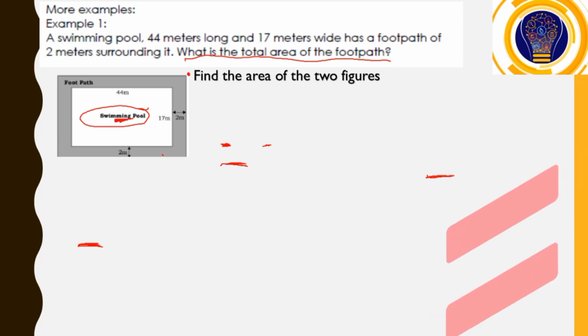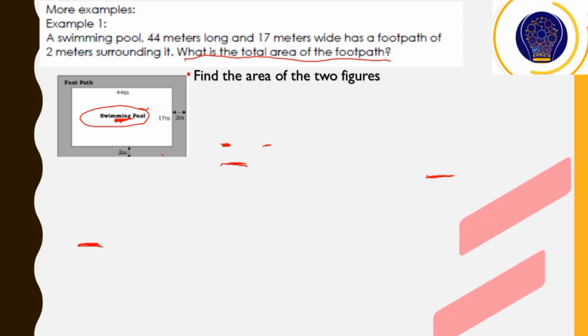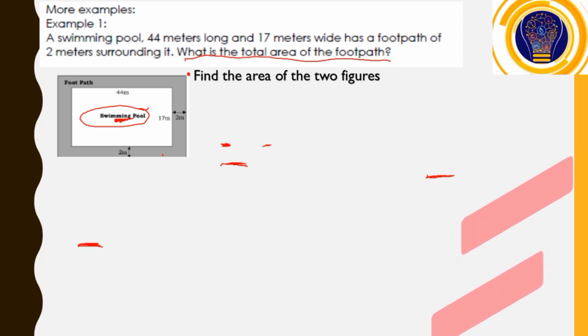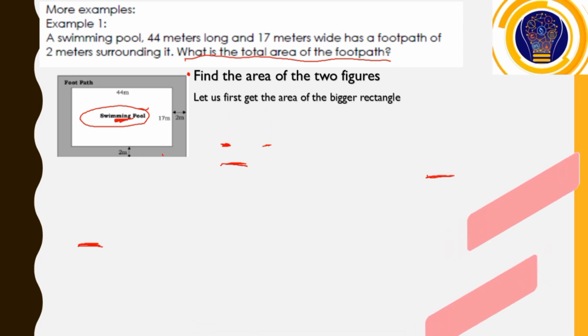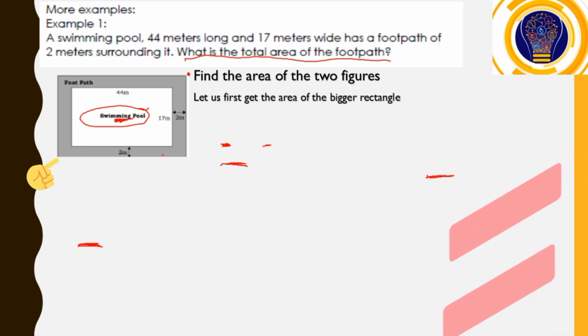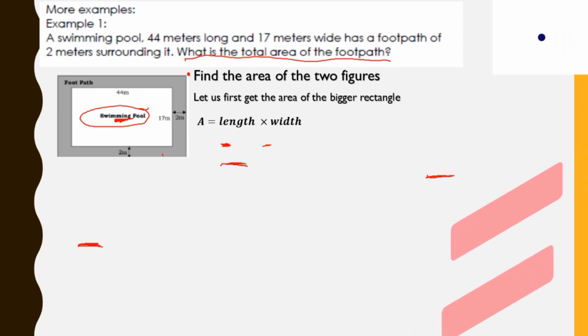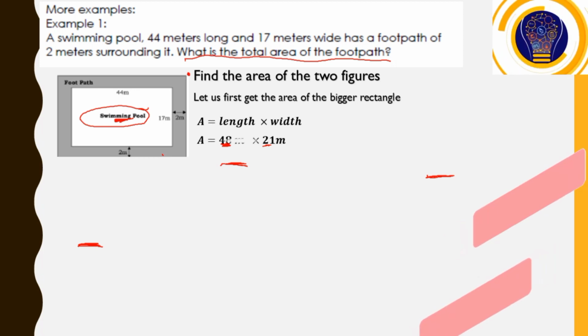So now, erase ko lang itong mga sinulat ko. And to get the area of that region or to get the area of the footpath, let's get the area of the bigger rectangle. So, nasaan ba yung bigger rectangle here? Ito yung bigger rectangle. So, bigger rectangle is equal to length times width, and that is 48 meters.